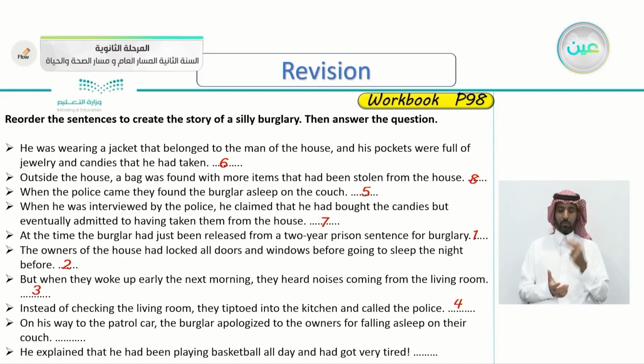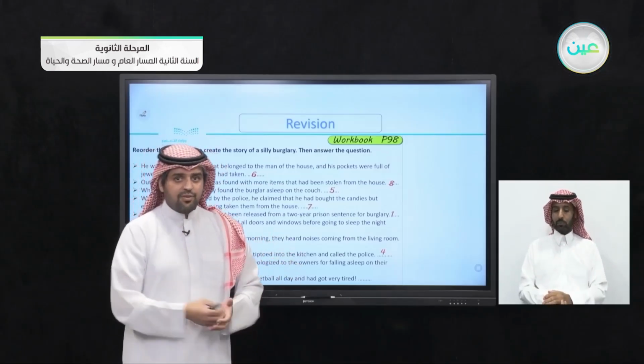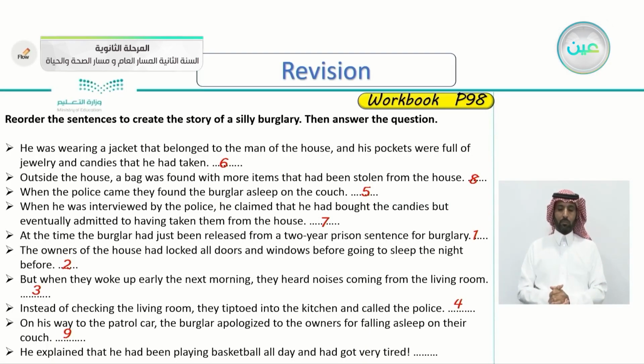Number 8. Outside the house, a bag was found with more items that had been stolen from the house. So he was stealing before putting the items in the bag and throwing it outside the house. Let's continue with number 9. On his way to the patrol car, so the police took him and they wanted to put him in the car, the burglar apologized to the owners for falling asleep on their couch. So he was apologizing just for falling asleep, not apologizing for stealing from them. And he stole candies too.